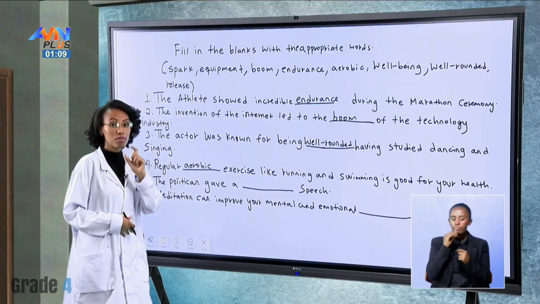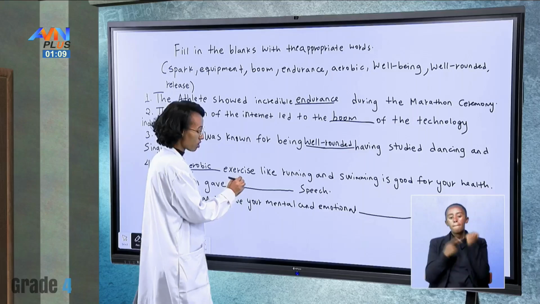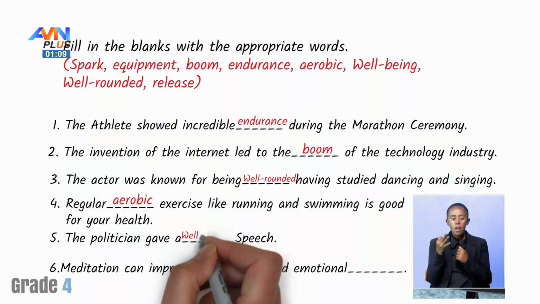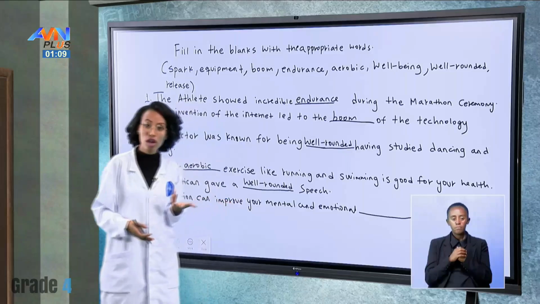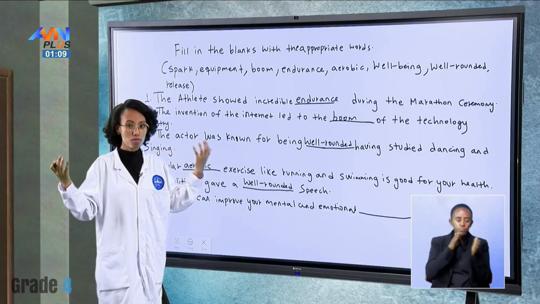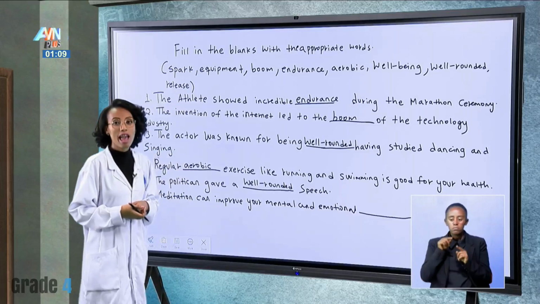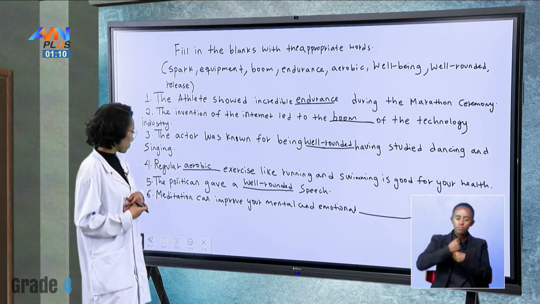Okay, number 5, the politician gave dash speech. This is a repetition in one word. The politician gave a what? Well-rounded speech. A well-rounded speech has touched ideas or subjects from different parts and has given a very good, well-composed speech.